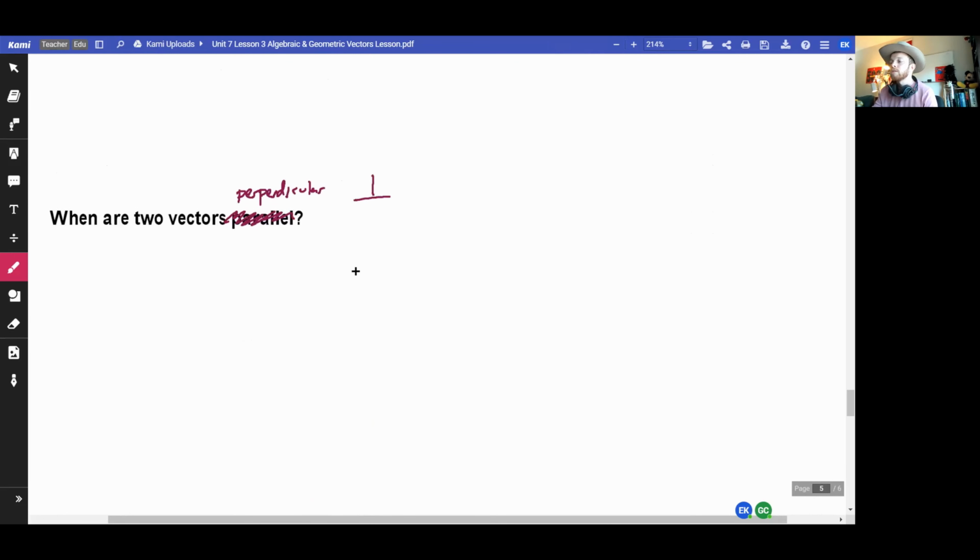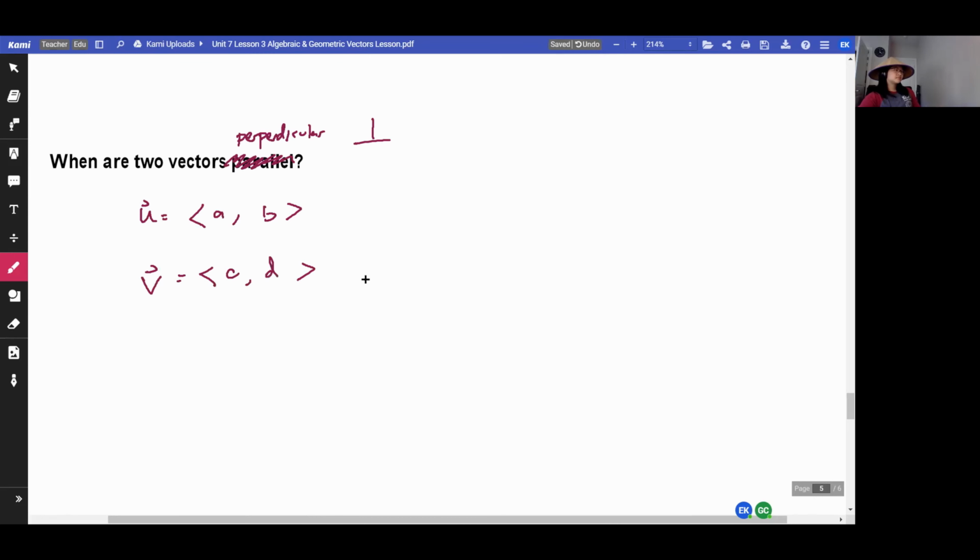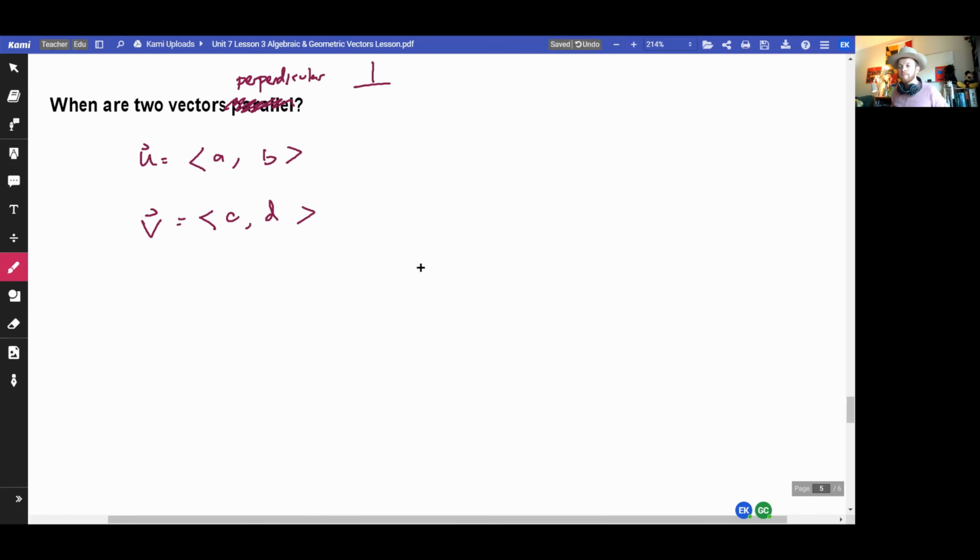Let me scroll down. Let's give ourselves two vectors. So vector U, A, B. Vector V, C, D. What is the slope of the vector U? B over A.